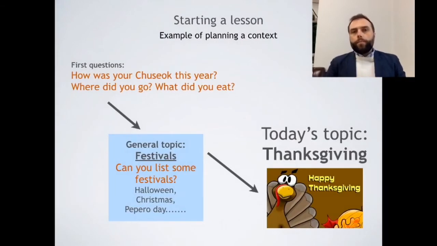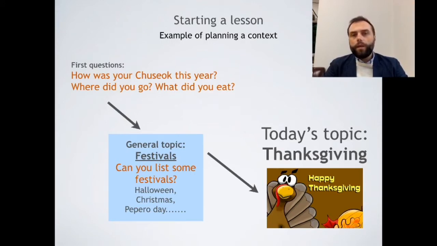Now, here are some examples. If you're not sure about context, some people don't quite get it at first. So here are some more examples for context. If you have a look at the bottom right here, this is today's topic. Today's topic is Thanksgiving. This is an American annual festival. I believe it's similar to Chuseok. So if you're teaching young learners, you might have a class about Thanksgiving, for example.